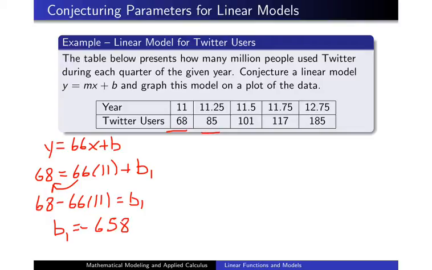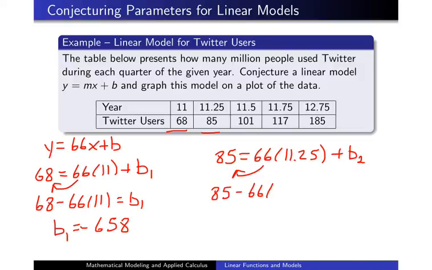Now we repeat for our second data point. So we plug in our output value of 85. It'll be 66 times the input value of 11.25 plus the intercept, which we'll call B2 since it's the second data point. We'll move the 66 times 11.25 to the left. So that gives us 85 minus 66 times 11.25 will be B2. Plugging that into our calculator, we get B2 is equal to negative 657.5.